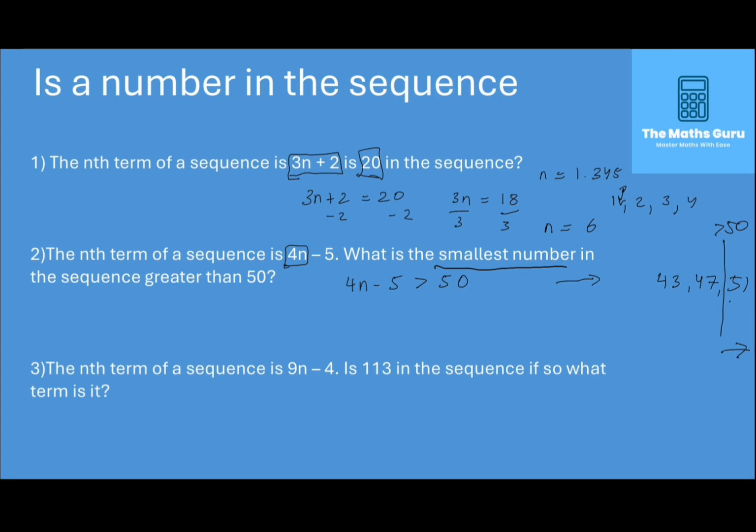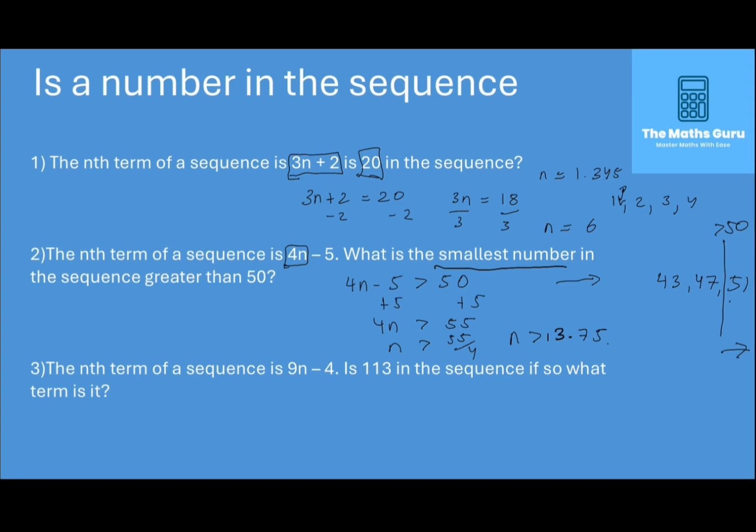So the way we do this is by an inequality. We set it up as 4n minus 5 is greater than 50, because we want to work out when the sequence is greater than 50. Plus 5 onto both sides of our inequality, 4n is greater than 55. And then n is greater than 55 divided by 4, which is, let me get my calculator, 55 divided by 4 is, n is greater than 13.75.